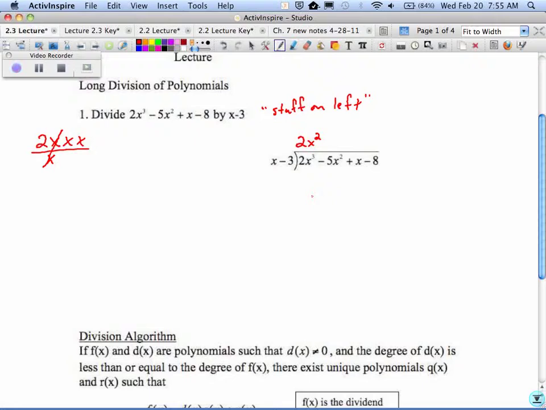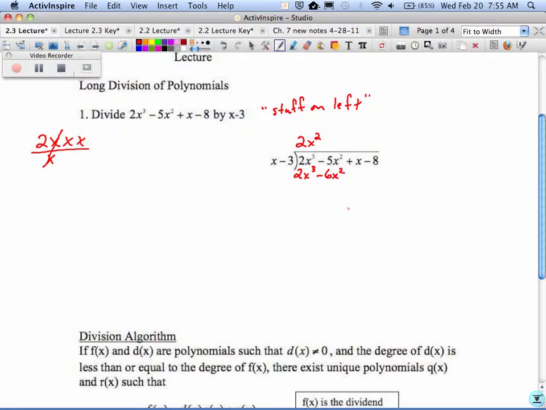So now what did we do before? We took the number up top and multiplied by what's out front, correct? Well, there are two things out front. So what's 2x squared times x? 2x cubed, right? And what's 2x squared times negative 3? Negative 6x squared.